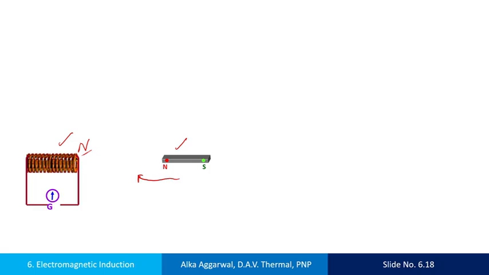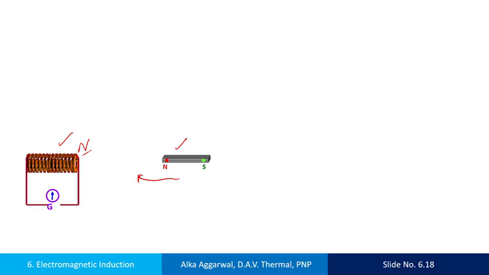According to Lenz's law, the induced EMF develops in such a way that it opposes the cause, it opposes the changes that are producing it. The current is produced due to the motion of the north pole towards itself. So the direction of the current is such that it opposes the motion of the magnet towards the coil.